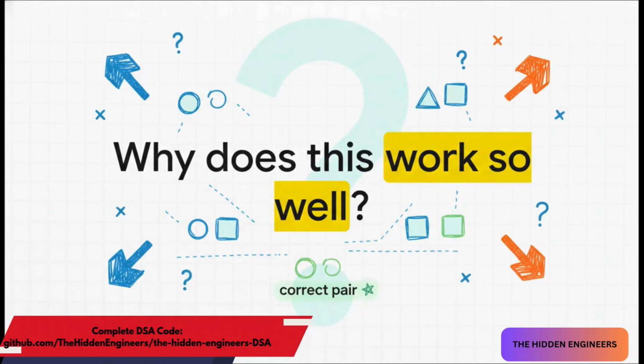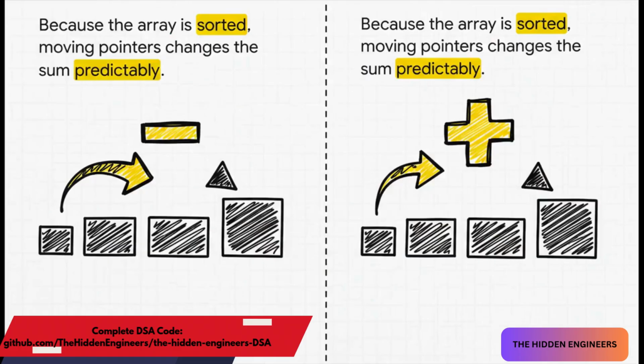But hold on a second. This feels almost too easy, right? Why does this actually work? I mean, how are we so sure we didn't accidentally skip over the right answer? And this right here is the whole secret.